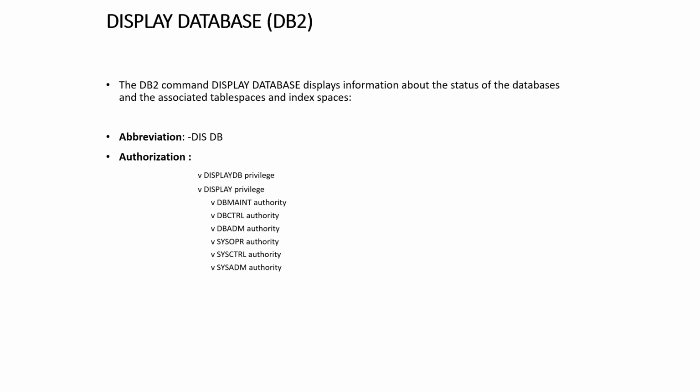In this slide, we'll discuss display database in db2. The display database command displays information about the status of a database. It shows the status of the database and associated table spaces and index spaces, including XML table spaces, LOB table spaces, and index spaces, which we can see when we run the -DISPLAY DB command. To run it and see which databases are present in our system, we need authorization. SYSADM is the high privilege access, and SYSCTRL, SYSOPR and so on.